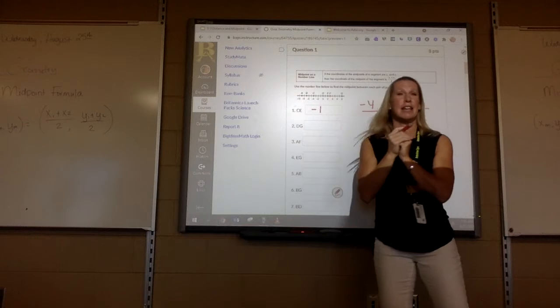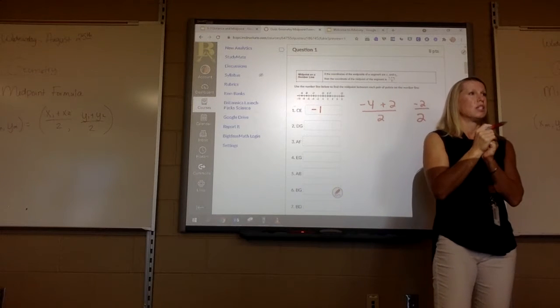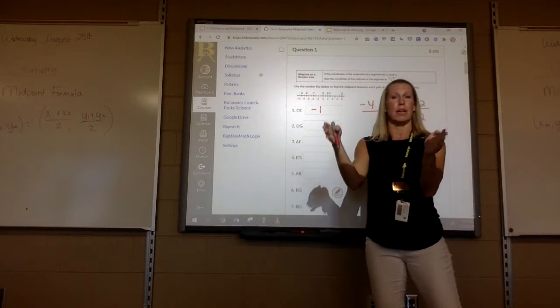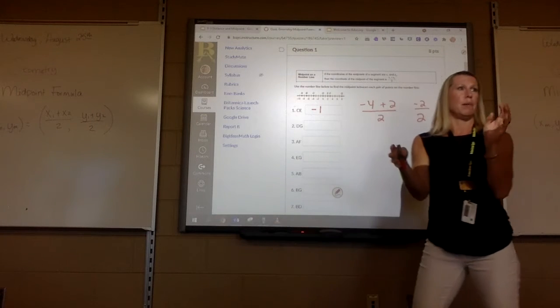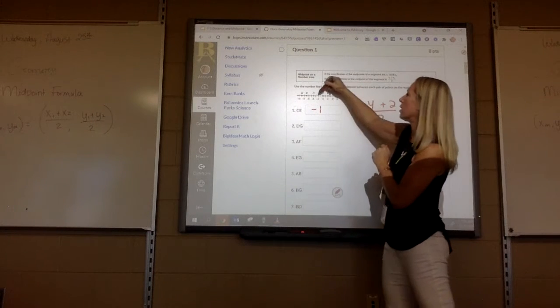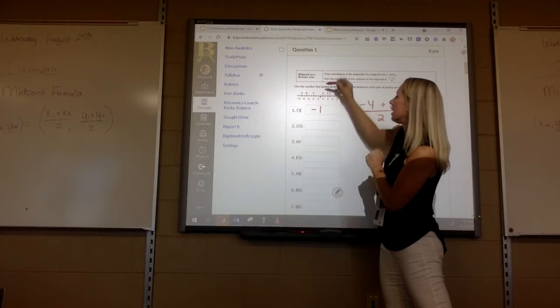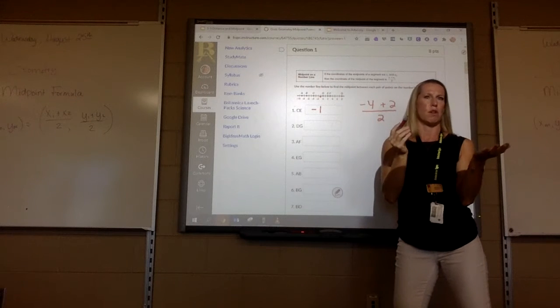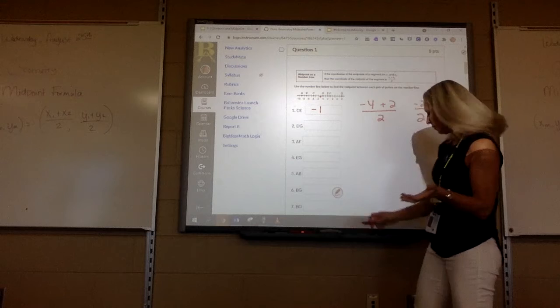-1. You can get negative answers on midpoint. So distance or length, you only get positive answers. But on a midpoint, we're just finding the point that's in the middle. So the middle of CE will be at the location of -1. So it's okay to get negatives.